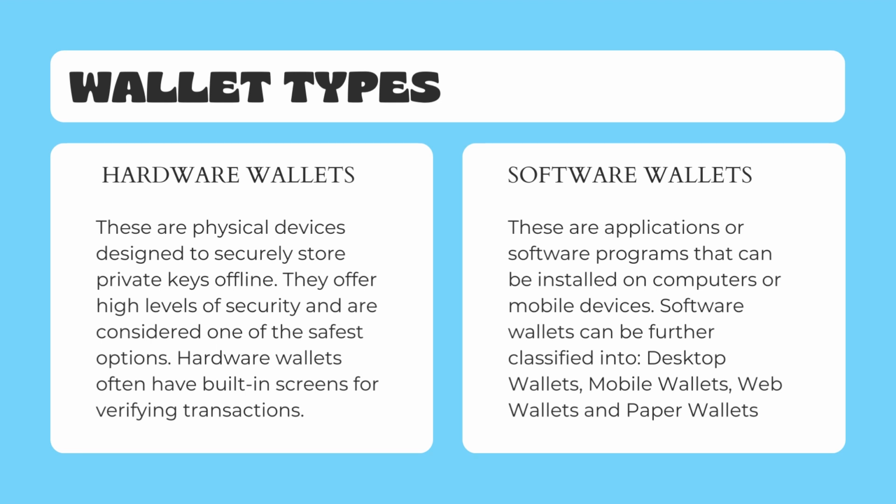First, we will discuss what is desktop wallet. Desktop wallet is installed on a personal computer or laptop. These will provide control and security. The second one is mobile wallet. What is mobile wallet? Basically, mobile wallet is designed for smartphones and tablets. These wallets offer convenience and mobility.